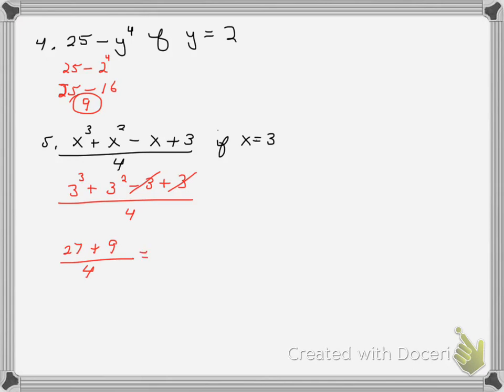27 plus 9. Recall that this is like a parenthesis. I have to do the whole numerator before I can do that division. So 27 plus 9 is 36 divided by 4, and 36 divided by 4 is 9.